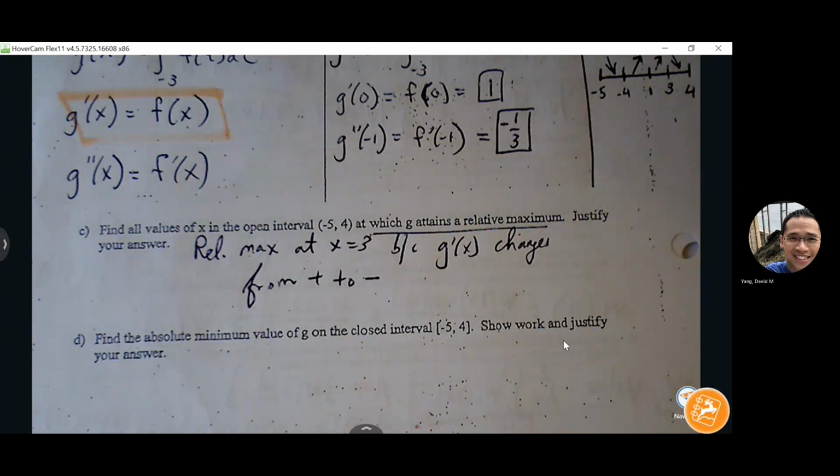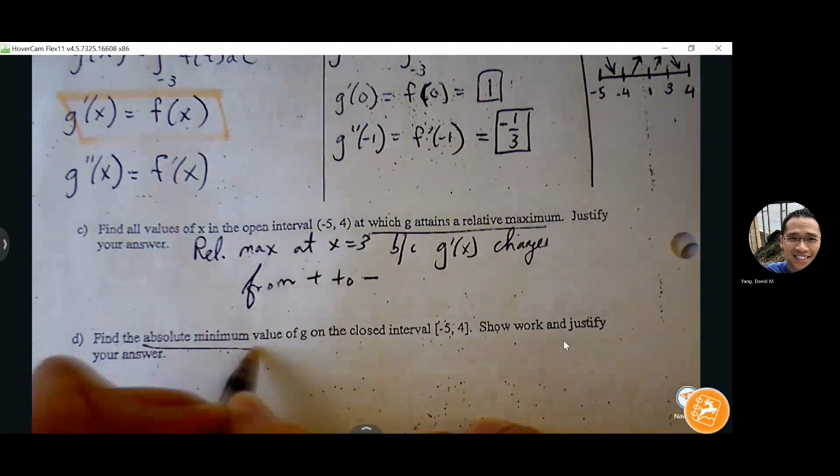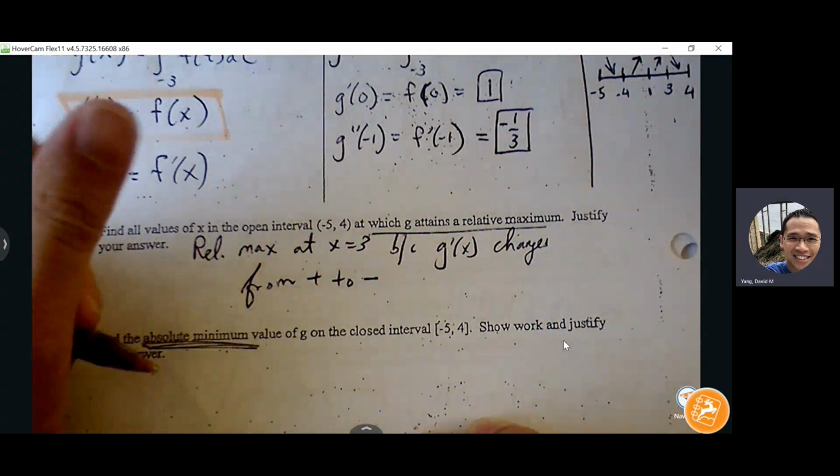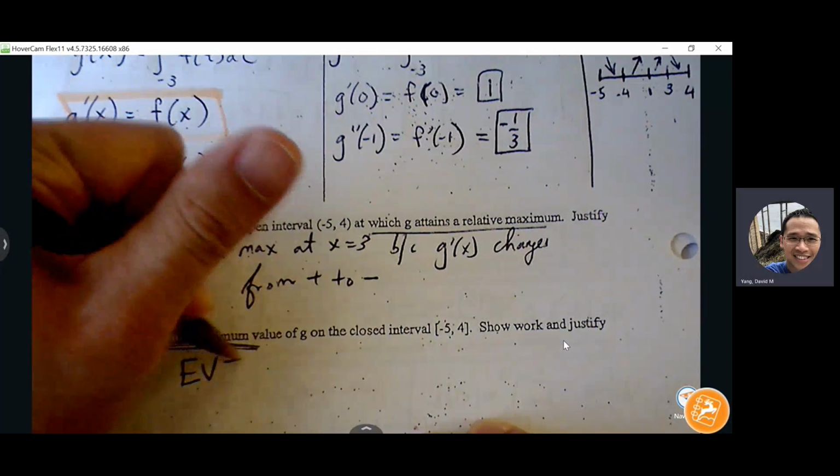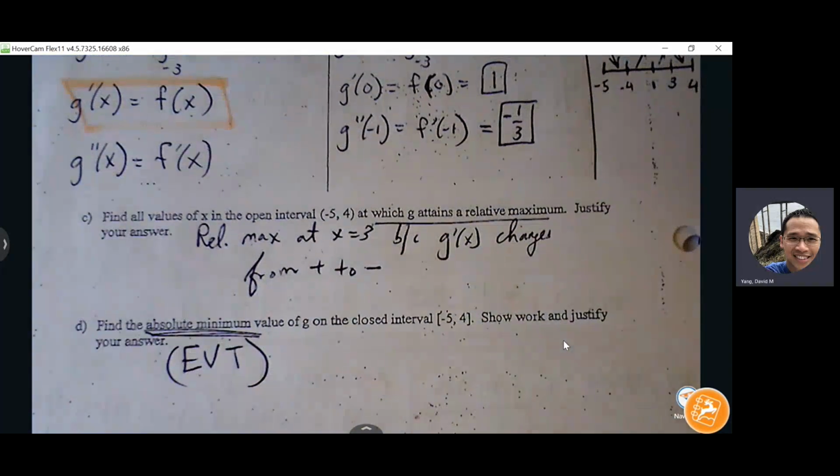So a little bit of review from first semester, being able to look at a derivative graph and be able to pull information from that derivative graph. And then part D, find the absolute minimum. Okay, so this is a concept with EBT. Also first semester material, but within the context of integrals that we have to understand here.